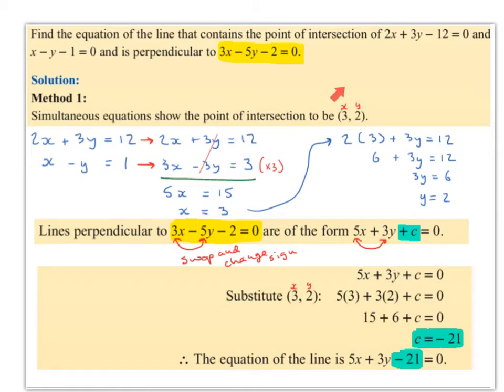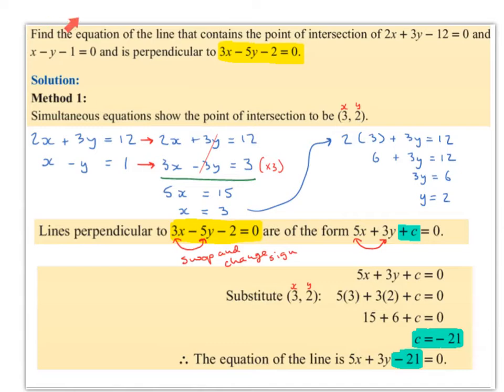We take our point of intersection that we worked out and we sub in our x and y values. So we get 5 times 3 + 3 times 2 + c = 0, which gives us 15 + 6 + c = 0. Solving for c, we get c = -21. So we can swap that c for -21, and the equation of the line is 5x + 3y - 21 = 0.